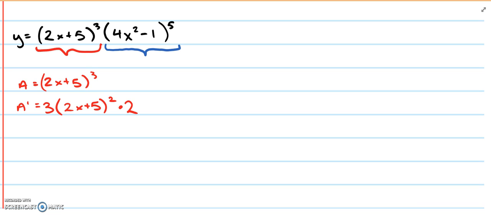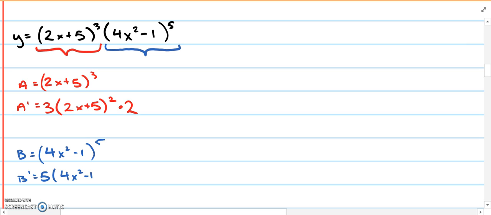So for letter B, now that you remember to identify the chain rule aspect of it too, B is going to be 4x squared minus 1 to the fifth, which makes B prime. Bring the 5 down to the front. The whole parenthesis stays the same. You drop the power down by 1, but then you do that inside derivative, which is 8x. We're going to use the same information, the same rule again to help us.